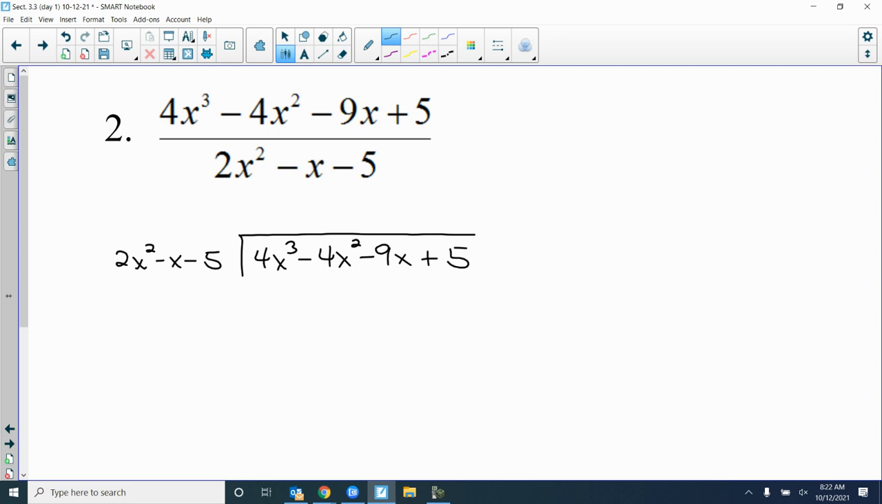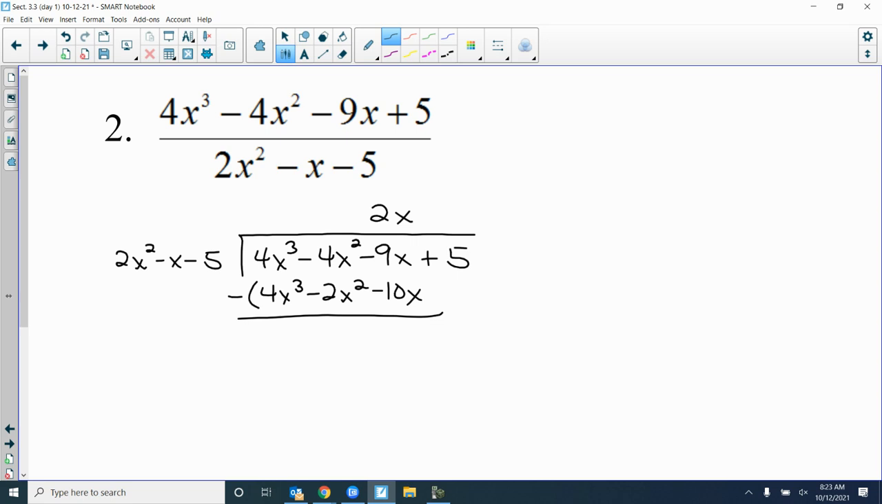All right, what times 2x squared gives me 4x cubed? Just worry about the first two at a time. And that's just going to be a 2x. Now, a lot of times, whatever your degree is, like if this is a 2x, you'll put it over here. I'm not as concerned about that. A lot of times they'll tell you to do that, but it really doesn't matter to me. But 2x times 2x squared gives me 4x cubed. 2x times negative x gives me minus 2x squared, and 2x times negative 5 gives me minus 10x.